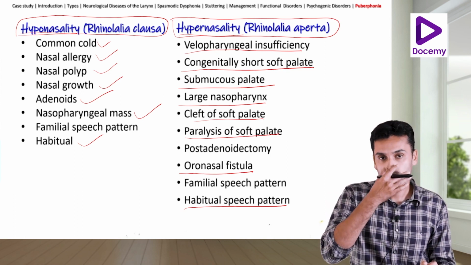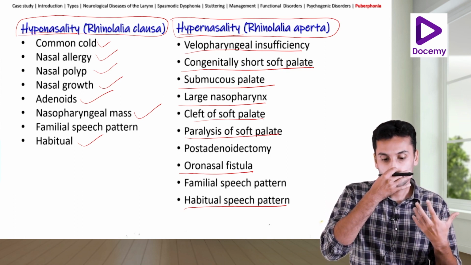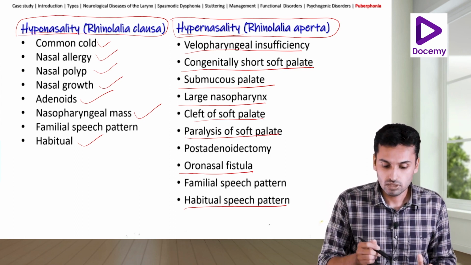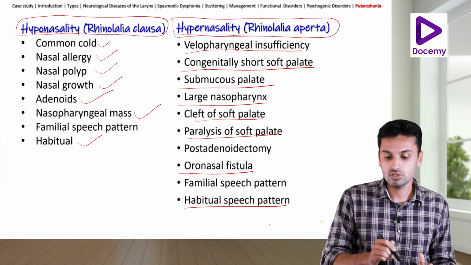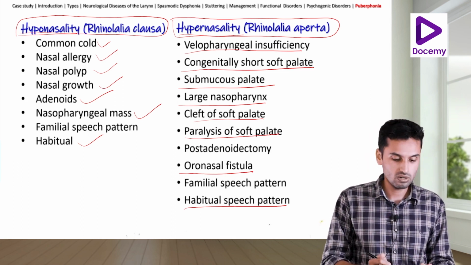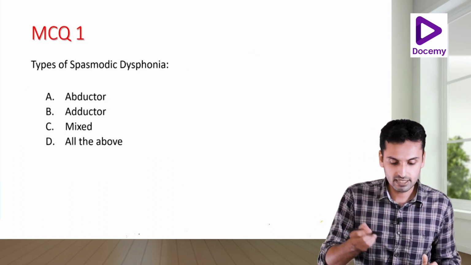Now if I close my mouth, this is how my voice will sound. So this is rhinolalia clausa because I've caused an obstruction. So that's an example of rhinolalia clausa. And so remember the conditions for rhinolalia aperta and rhinolalia clausa. So with that, we come to the end of our discussion. Let's take up a few questions.